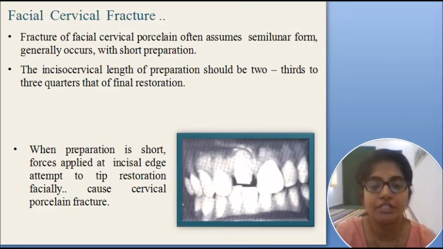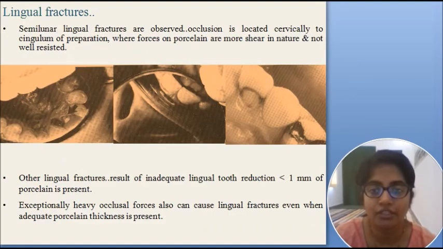Now coming to facial cervical fracture. Fracture of facial cervical porcelain often assumes a semilunar form, generally occurs with short preparations. The incisor cervical length of preparation should be 2/3 to 3/4 that of the final restoration. When the preparation is short, forces applied at the incisal edge attempt to tip the restoration facially, causing the cervical facial fracture. Now coming to lingual fractures, semilunar lingual fractures are observed.